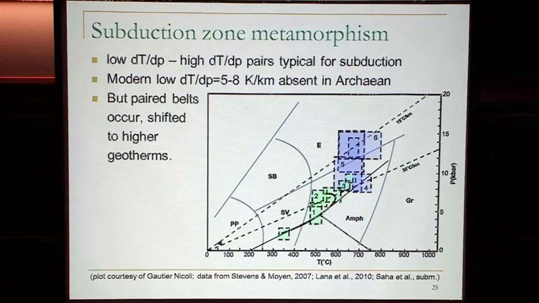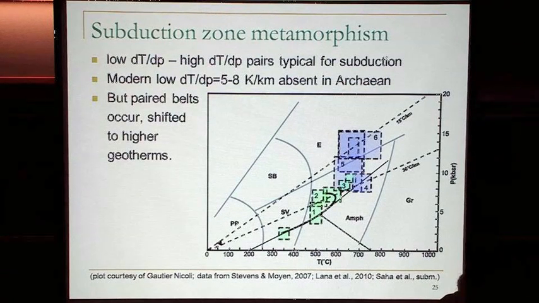If we go to the Archaean, we actually can't really find very low geotherms like we find for the modern day. And this is maybe what we expect for a hotter mantle. But we do find, more and more, those paired metamorphic belts sitting close together, which again has been interpreted as evidence for Archaean subduction.